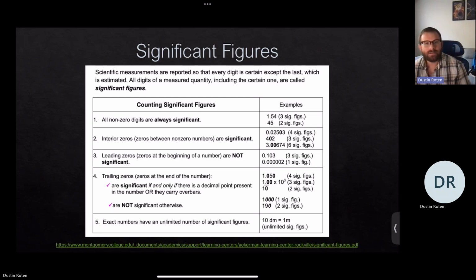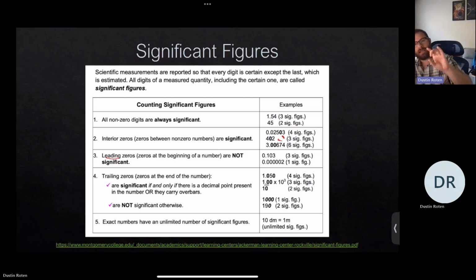They'll be very helpful. But essentially, the things to remember: not all non-zeros are always significant. Now, there are some zeros that are significant, some zeros that aren't. So you can see here in the second part, interior zeros. If they're a part of the number, like this 402 over here, or this zero up here in this decimal, clearly they're significant because they're part of that piece of the number. However, leading zeros, all the nothingness until you get to a significant figure, those don't matter. So you can see this 0.0000002, all those leading zeros are not significant.